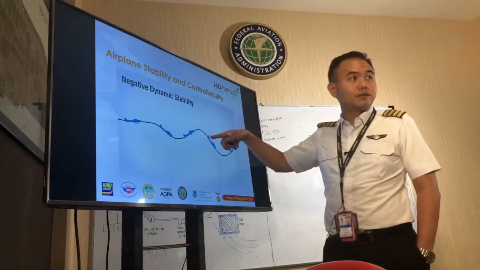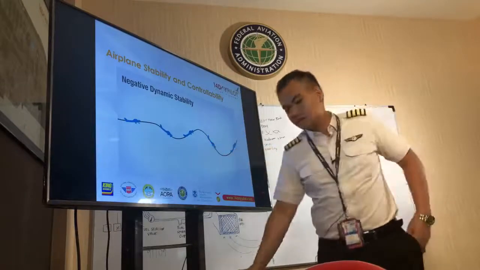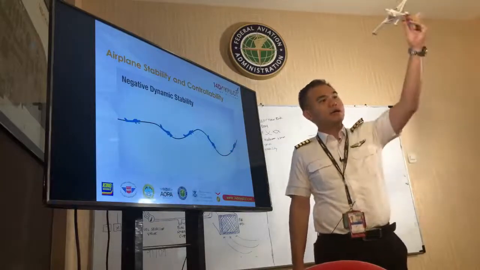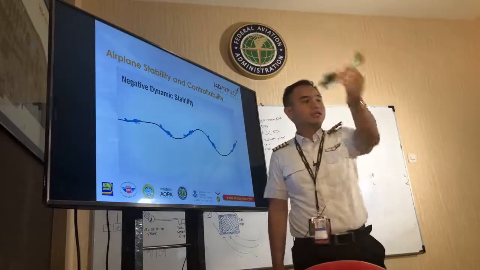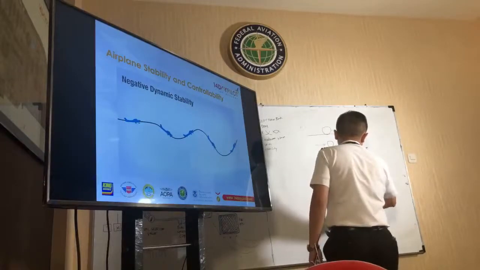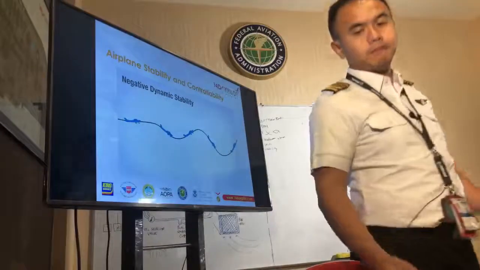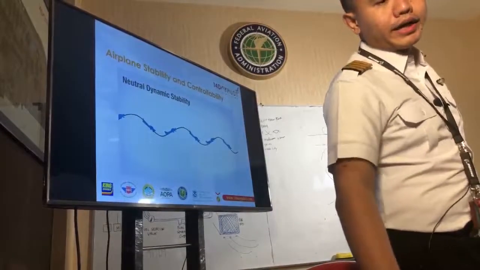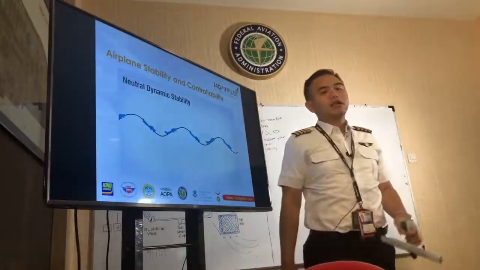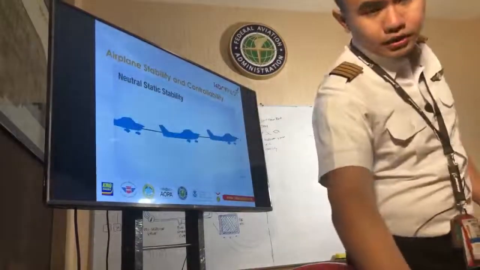Got it? Alright, so up, down. It's getting wider and wider, the oscillation. That's negative dynamic stability. It's like a megaphone. The oscillation is getting higher and higher, bigger and bigger, become worse. And the neutral dynamic stability, the airplane is like that. It's the same.